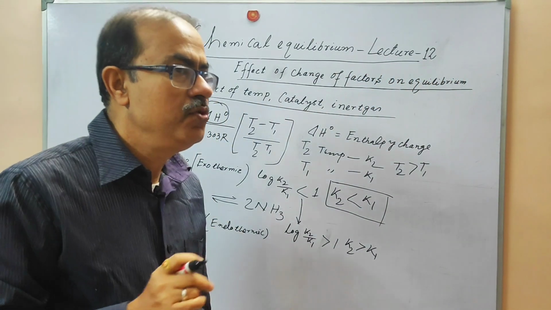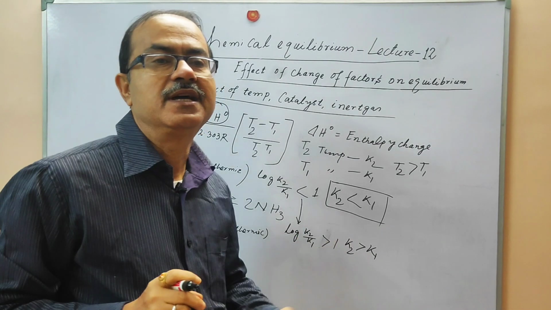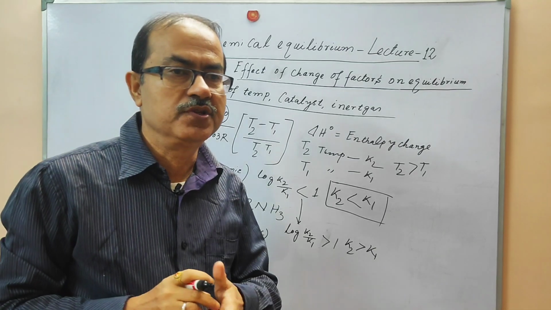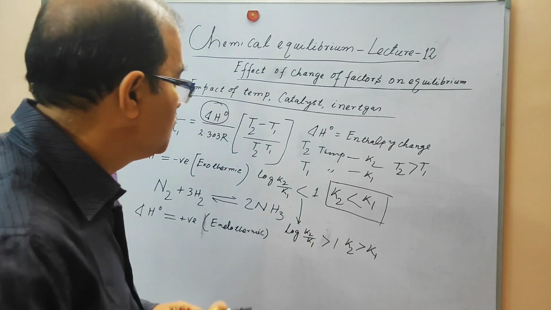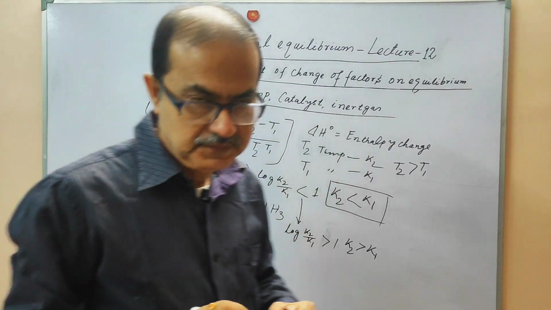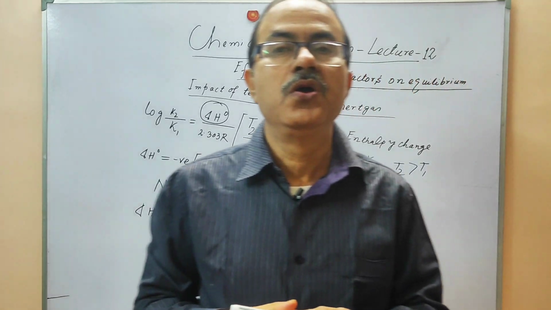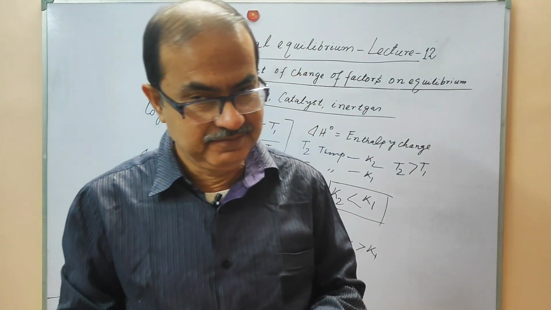Naturally, there will be a higher yield of product when we increase the temperature, because the reaction has been directed to the forward. The net reaction will be in the forward direction. So at that time you will find there is an increase in the equilibrium constant, meaning it will go in favor of the product, which is what is desired.